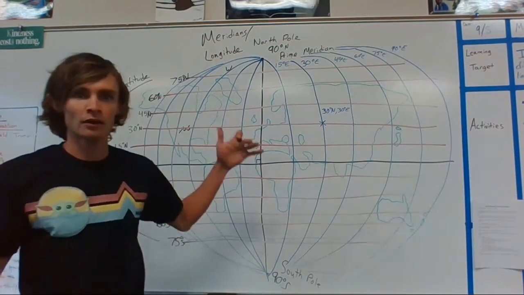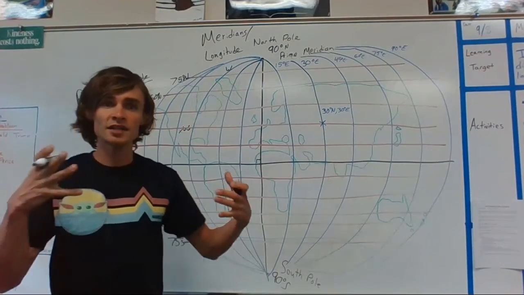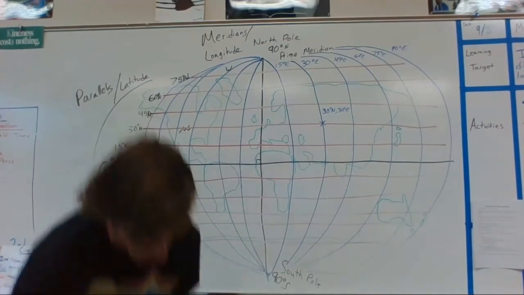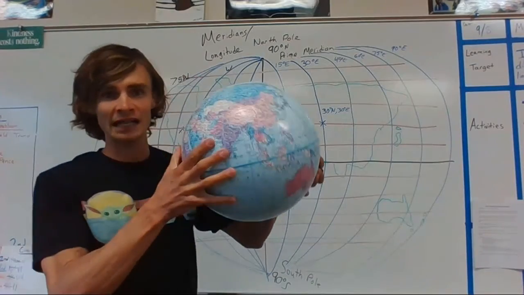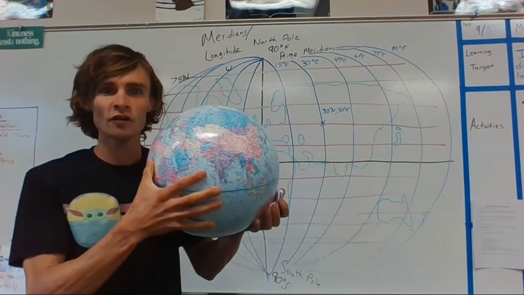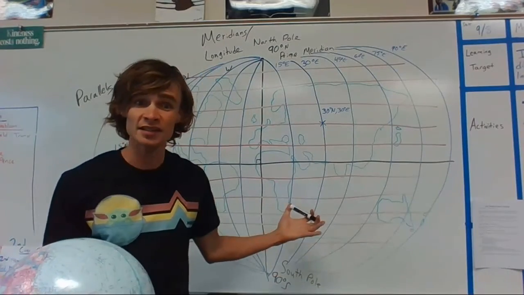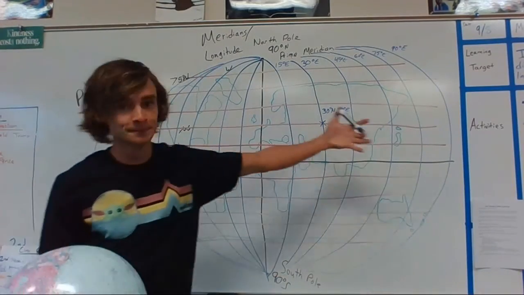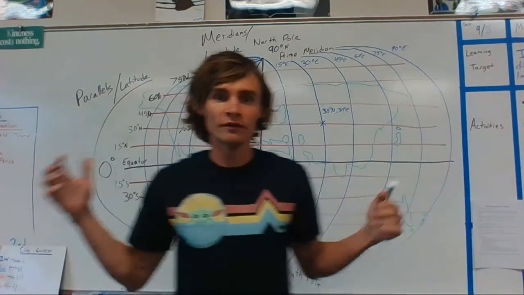And they are not parallel, right? These lines all touch the North Pole and the South Pole because the Earth is a globe. If the Earth was flat, these lines would also be parallel, but the Earth is not flat. The Earth is a sphere. So we have to show that it's a sphere. To do that, we have the non-parallel meridians that touch, and then we have the parallels this way.